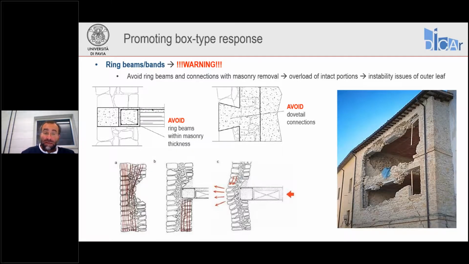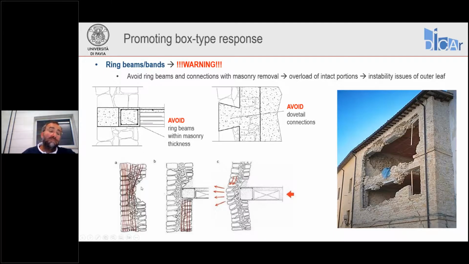You see, creating a ring beam by removing a portion of masonry or anchoring the ring beam or a new diaphragm with a dovetail connection. Partial removal of masonry should be avoided as much as possible, because as we remove the masonry, look at the figure at the bottom of the slide on the left. We remove the masonry from this part here. Now we are deviating our stress trajectories all towards the exterior leaf of the masonry.